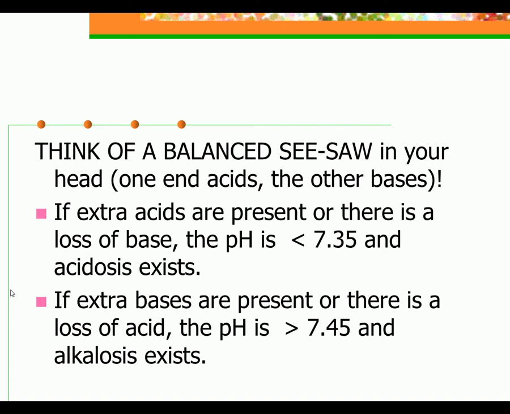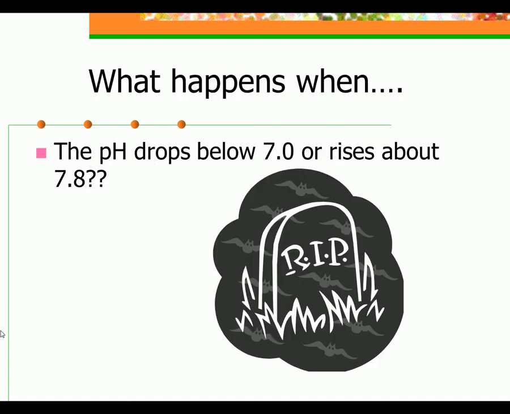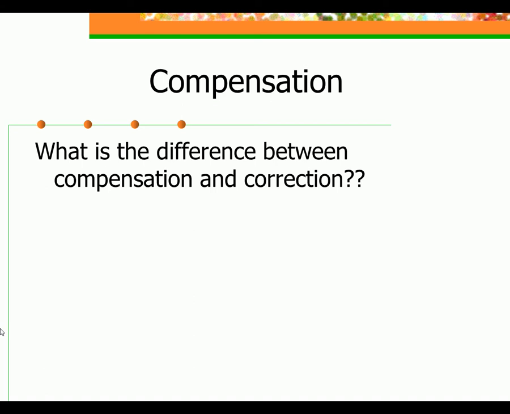Same thing on the other side. If I was to look at this scale and put extra bases on that side, then the scale or the seesaw effect would tilt that way. So now I would go above 7.45 and alkalosis would exist. So again, what happens when pH drops below 7 or rises above 7.8? Rest in peace, death can occur. That's why we want to be clinically reasoning. We want to be looking at those lab values and watching them carefully because there is not much room here for error. All right, what about compensation?